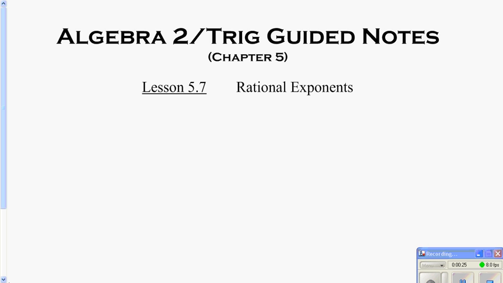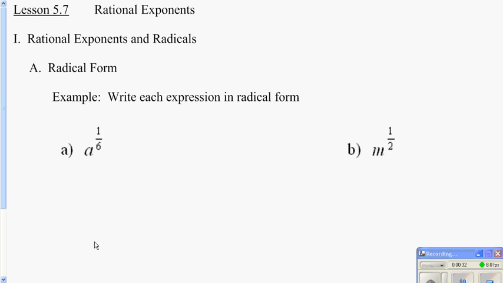All right, the very first part of this lesson is quite simple. We've already talked about this at length. So we're going to write each expression in radical form. Now as it is, they are written in fractional exponents. And we are familiar with the idea then that 1/6 power is the same as a 6th root. So this is writing it in radical form. M to the 1/2 we're quite familiar with. That is square root. And that would be the answer for B.